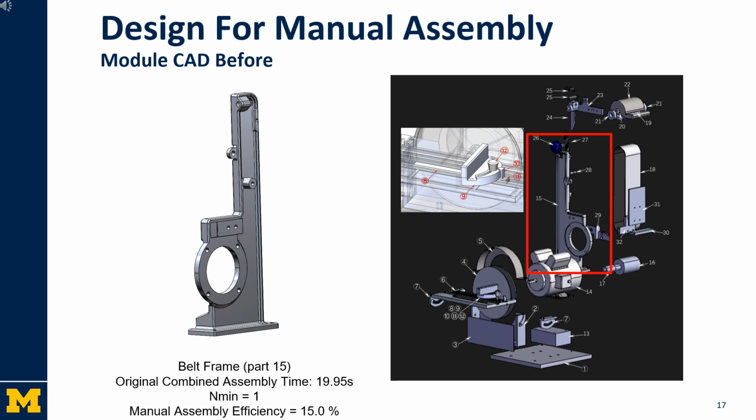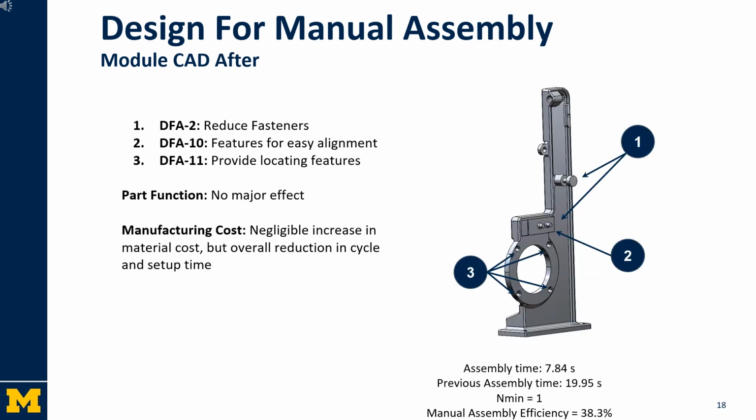Here you can see the initial design for the belt frame prior to manual assembly improvement. The original combined assembly time is 19.95 seconds with a manual efficiency of 15%. Here you can see the modified part for easier assembly.